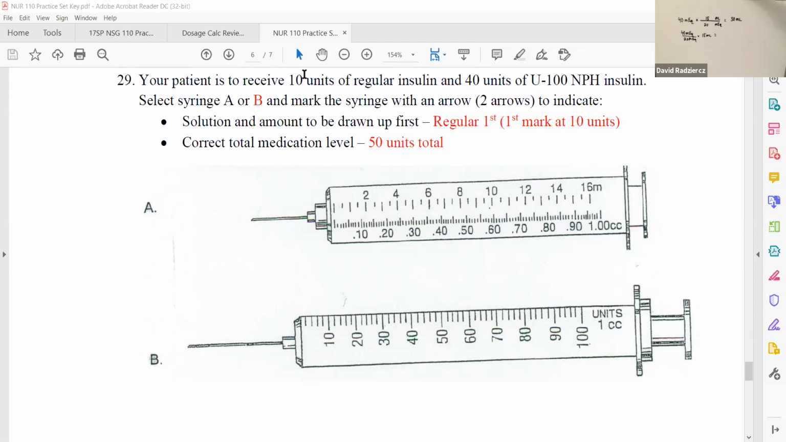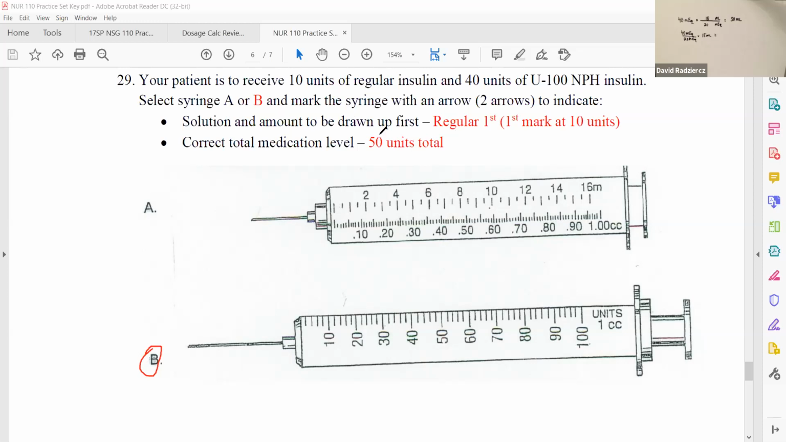Absolutely. All right. So there are a couple of things when you're labeling the syringe. Well, first of all, the only images that I have are these images here. So this is what you're going to see. So you're always going to be choosing B. Okay. That's always the syringe that you're going to choose. Now, there's a couple ways that they want you to answer this. And one of the things I would tell you to do is make sure you write it out. So it tells you the solution and amount to be drawn up first.